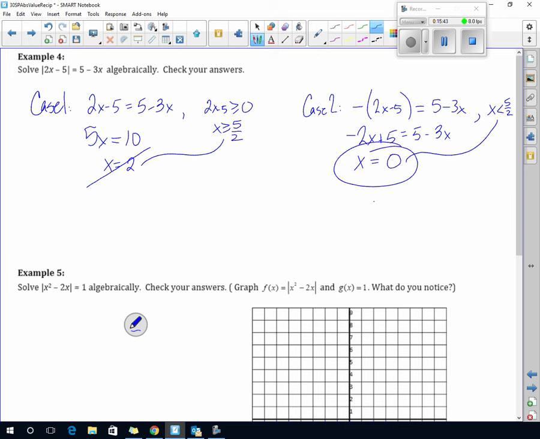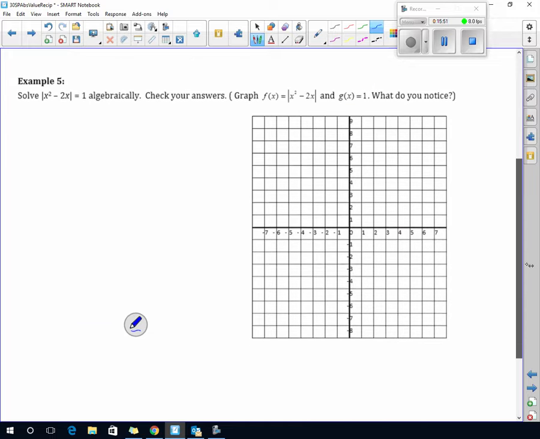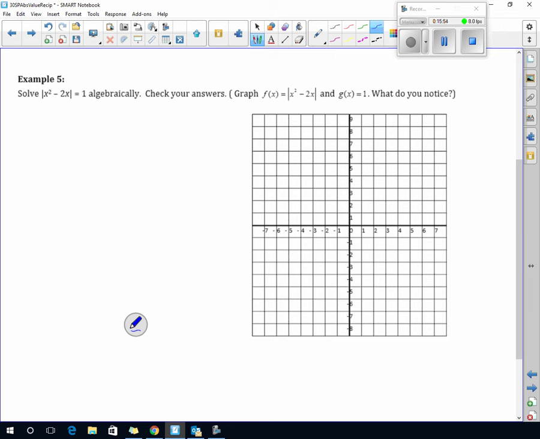We are going to solve the absolute value of x squared minus 2x equals 1 algebraically. So forget about the graphing right now. Let's do the same steps we just did with those linear absolute values, but do it with a quadratic. So isolate the absolute value. It's done. So that means we go into two cases. Case 1: x squared minus 2x equals 1. And case 2: sorry, I need a negative in there. Negative bracket x squared minus 2x equals 1.